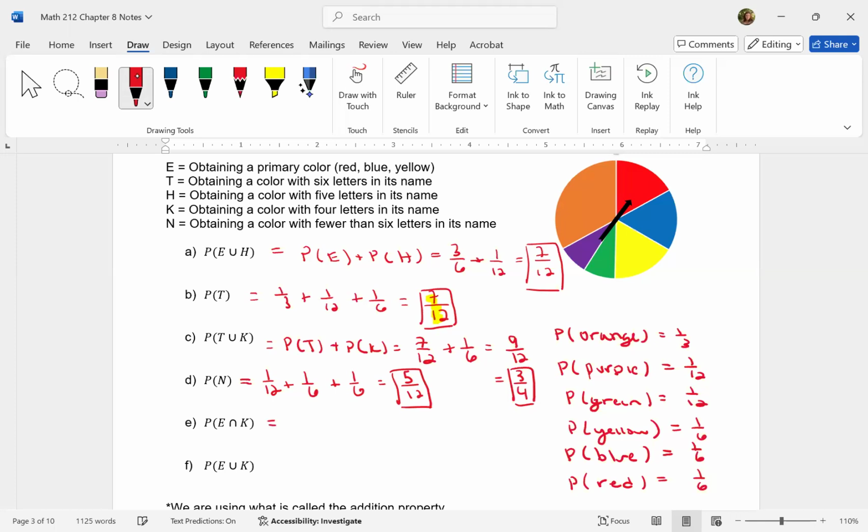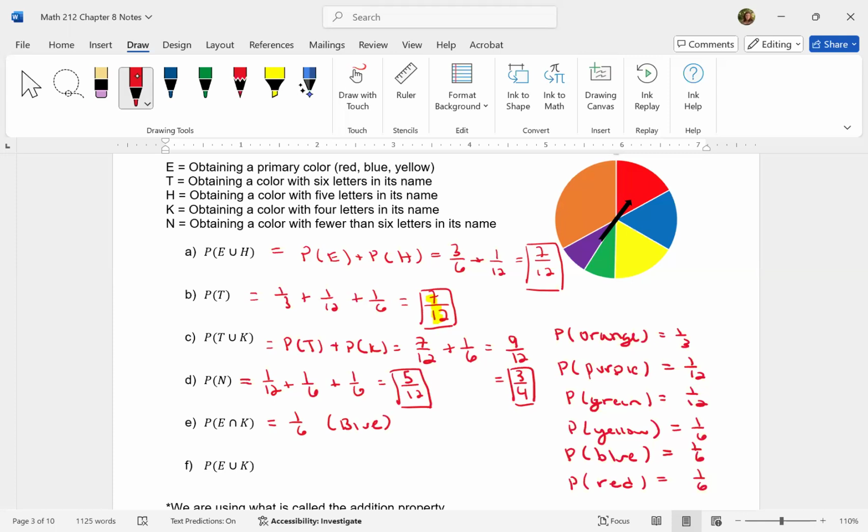Now let's look at an intersection. So what does E and K have in common? E is a primary color, K is 4 letters. It looks like there's only one that works. That's the blue. And the probability of blue is 1/6. I'm putting parentheses, it was the blue one.